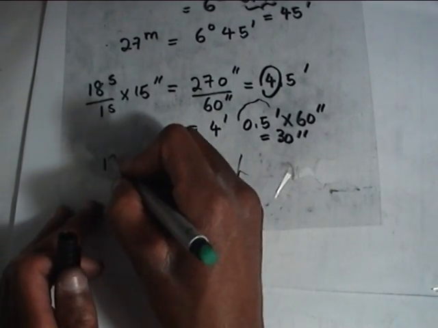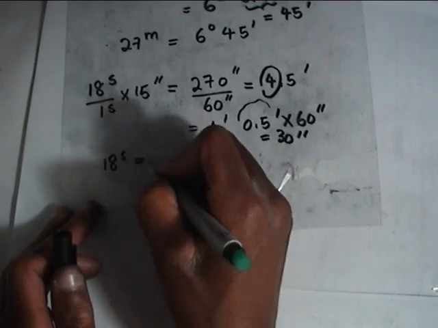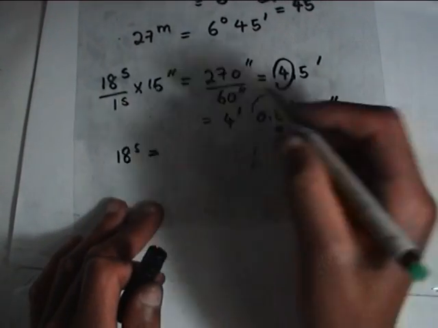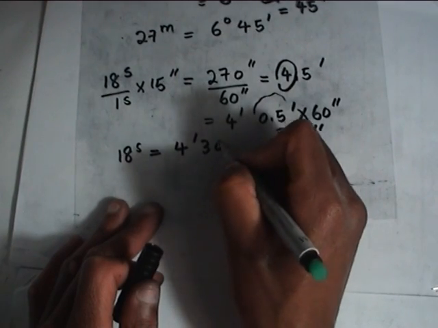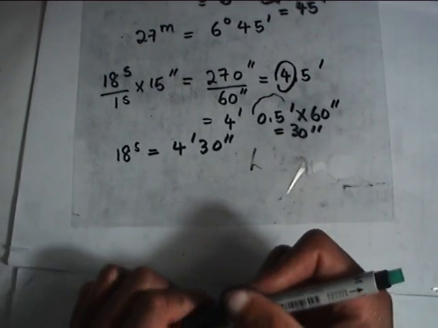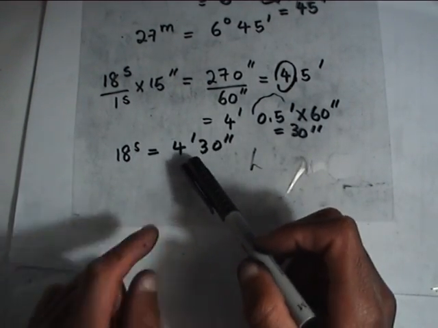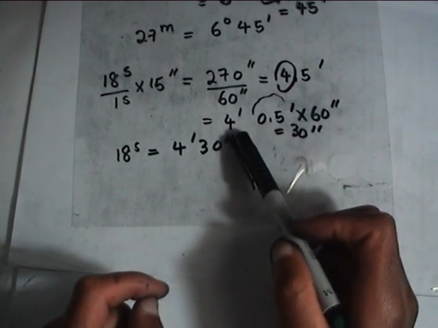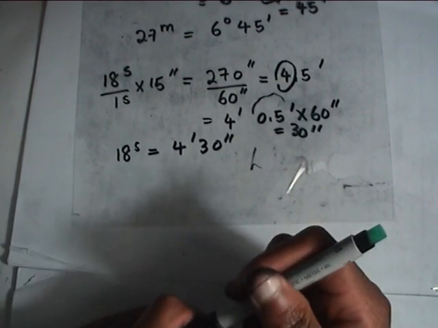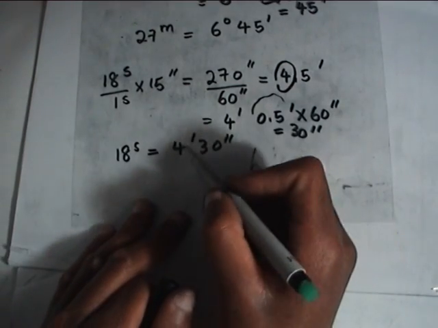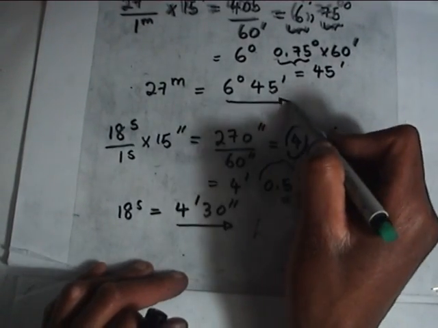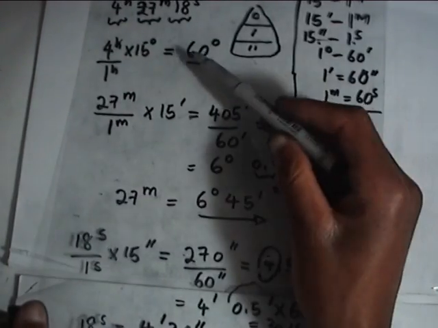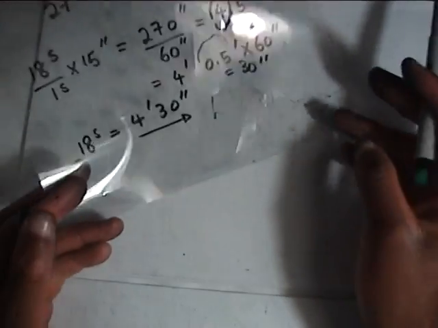So my 18 seconds are basically equal to 4 arc minutes and 30 arc seconds, like that. So now we have converted the 3 sections into this, and my 60 degrees. So let's add them up.